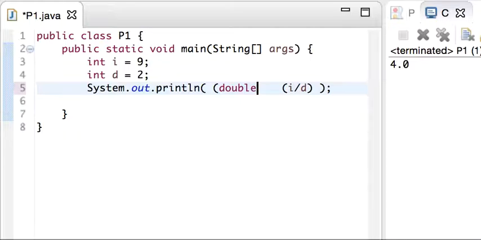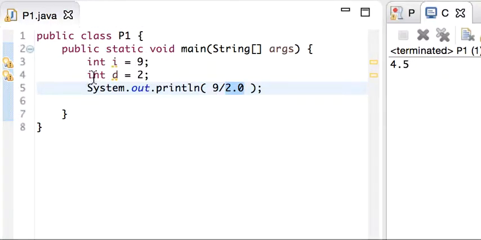Also, for example, if I say this one divided by 2, this one is 4. If you want to get the correct answer, you can put a decimal here, so 2.0, you make it double. Now if I run it, an integer divided by a double gives the correct result.